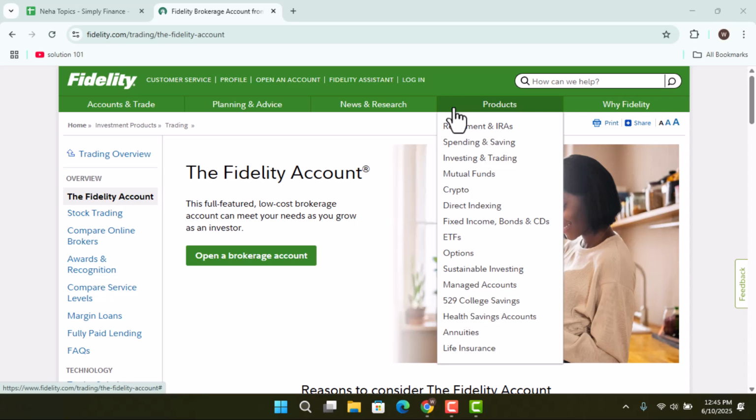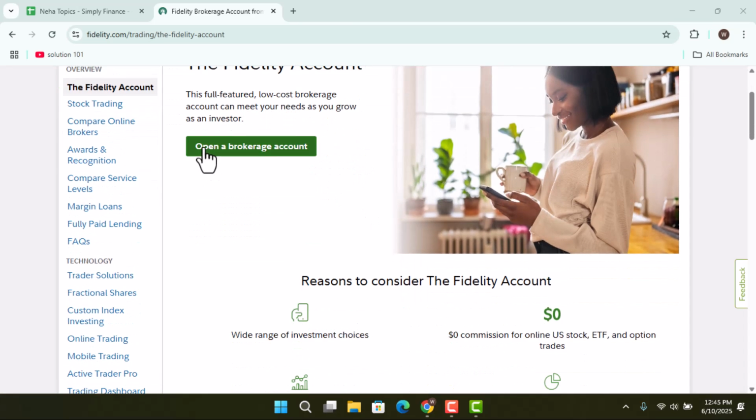Now here, if you go to this link, fidelity.com/trading/the-fidelity-account, this is going to take you to their official page. So over here you can go ahead and click on Open Brokerage Account, and you can start with the creation of your account.